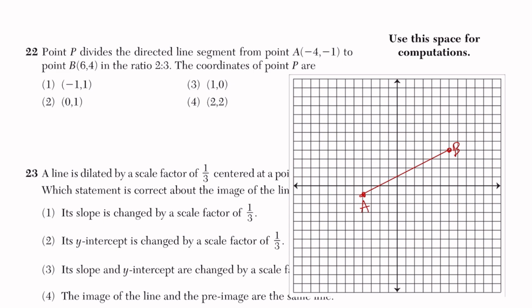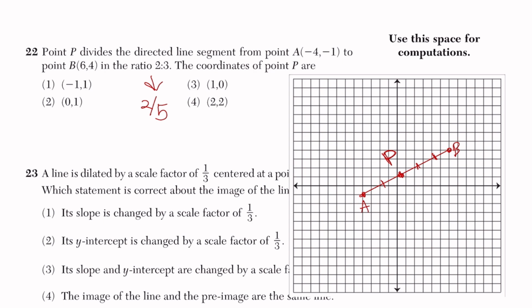So the question says that point P is dividing it into the ratio 2 to 3, right? So we can do that by separating the line into 5 parts. 1, 2, 3, 4. Okay, now we have 5 parts. The ratio 2 to 3. So point P would be right here, because there's 2 parts right here and then there's 3 parts right here. Okay, so the ratio 2 to 3 is also the fraction 2/5, right? What it's saying is that point P is 2/5 of the distance for A to get to B.